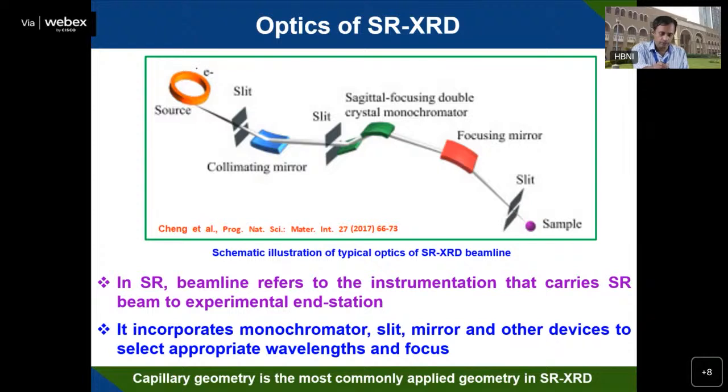You can see here the source, where the electron beam is flowing circularly and then finally coming out. The collimated beam is going through the slits and mirror.